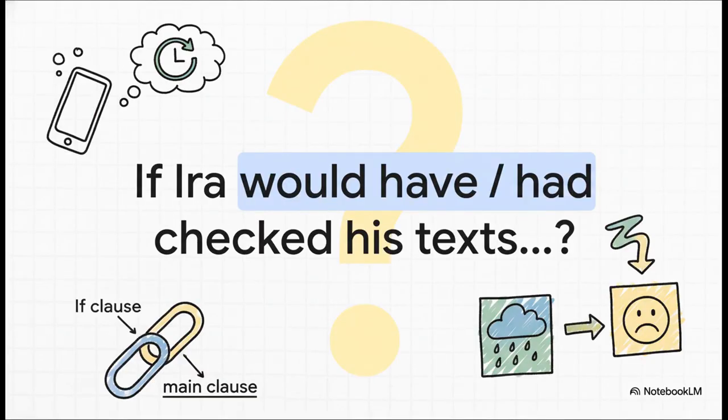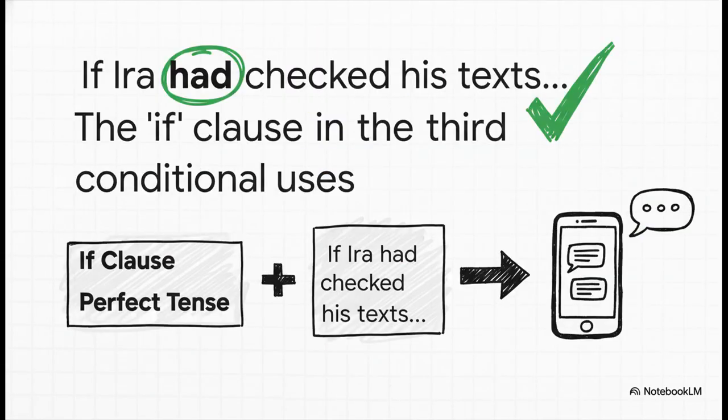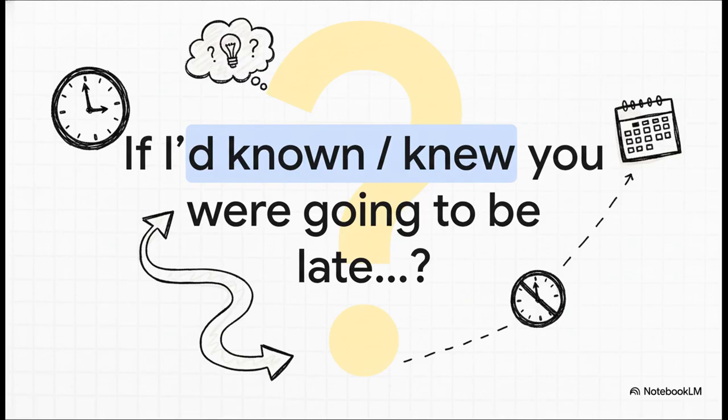Question number 2. If Ira would have or had checked his texts. We're talking about the past here. So what goes in that if clause? You got it. It's had. Remember that structure? If plus the past perfect. So, if Ira had checked his texts. See? You're getting this.